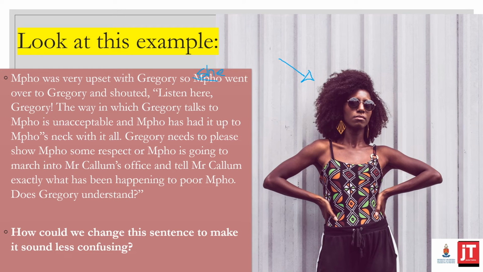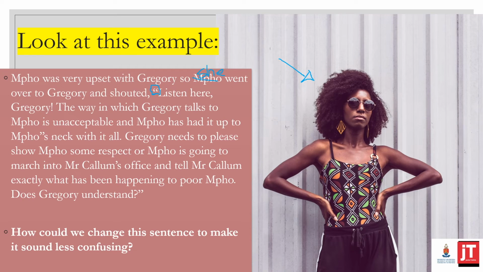Anyway, so Paul was very upset with Gregory, so she went over to him and shouted, "Listen here, Gregory. The way in which you talk to me is unacceptable." Do you see that? Because now these speech marks indicate that she is talking in first person. She's busy confronting him right now. Imagine if we never used pronouns. Imagine if we just said our names the entire time. How strange that would be.